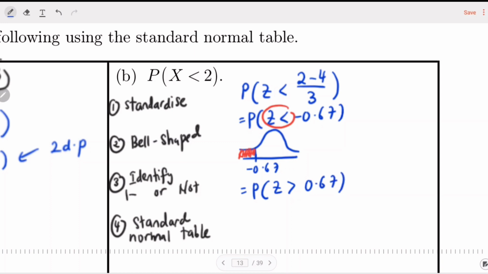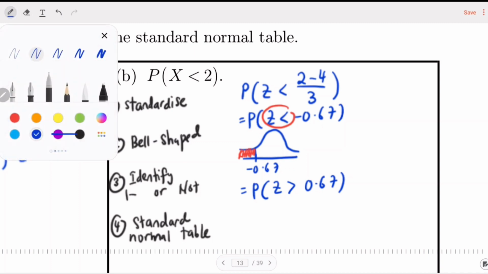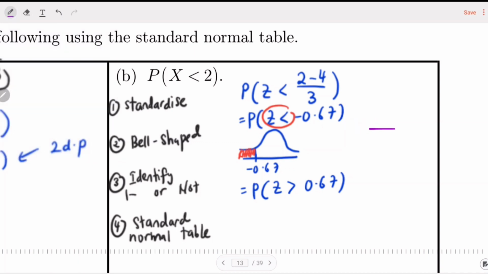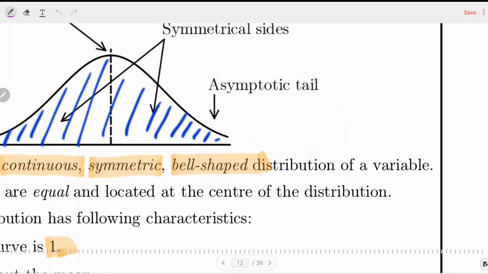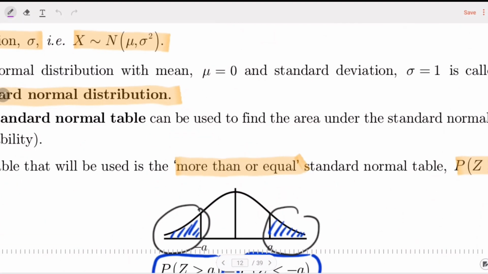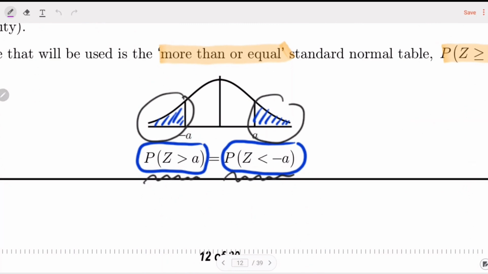During the third step, it's always going to be z greater than or z greater than or equal, in order to look at the standard normal table. Right? So if you wonder why probability for z less than negative 0.67 is equal to probability for z greater than 0.67, take a look at this.